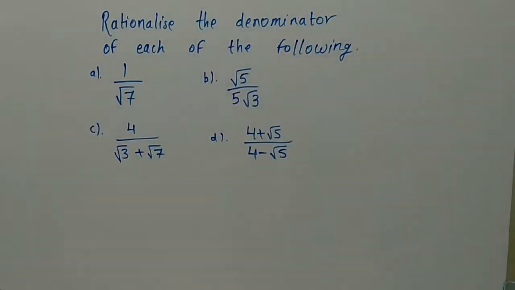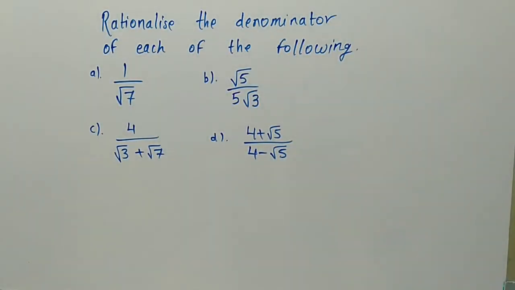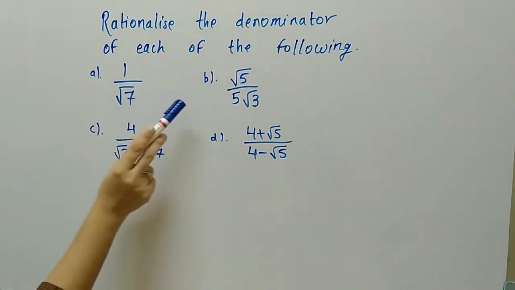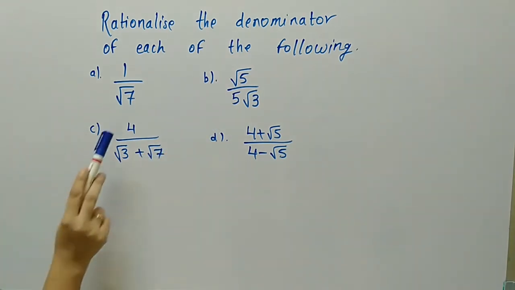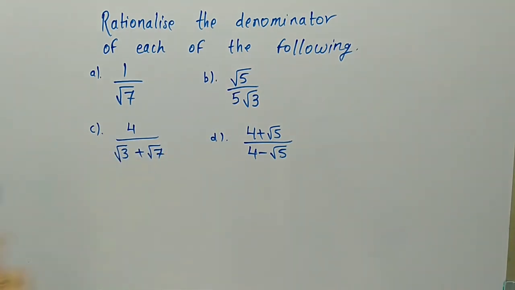Now questions for practice. Rationalize the denominator of each of the following. A. 1 upon root 7. B. Root 5 upon 5 root 3. C. 4 upon root 3 plus root 7. D. 4 plus root 5 upon 4 minus root 5.